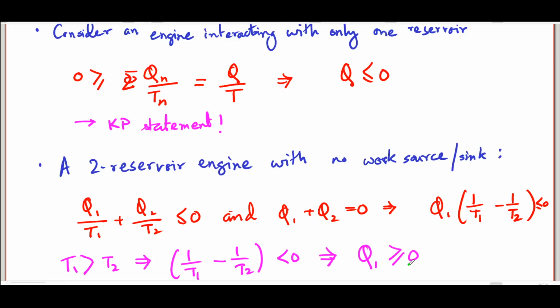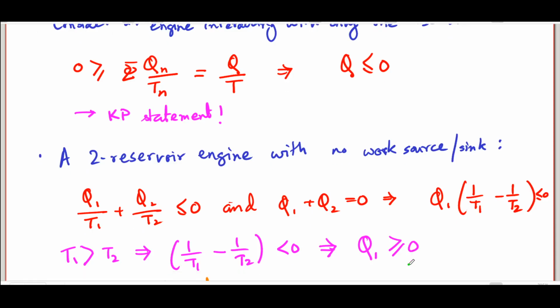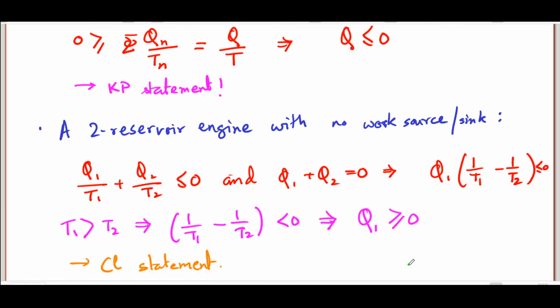So what the Clausius inequality tells us is that for a two-reservoir engine with no work source or sink, heat can only be taken in. Heat can only be positive if the corresponding temperature is higher. It is possible to take heat at a higher temperature and transfer the heat to a lower temperature. But it is not possible to do it the other way around. Q1 cannot be negative or in other words, Q2 cannot be positive here. And that is nothing but the Clausius statement of the second law.